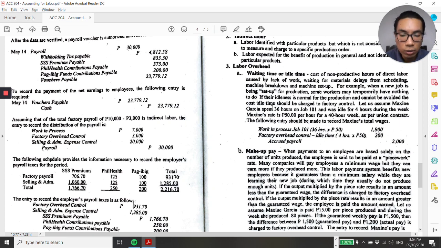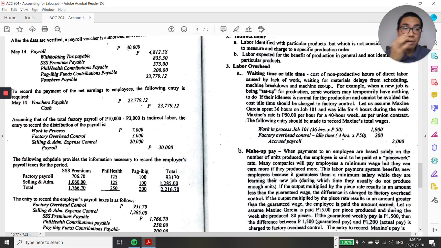So, simply multiplying the provided na direct labor hours and indirect labor hours to the hourly rate of this particular employee. So first, for the direct labor, we have 36 hours times the hourly rate of 50, which will give us 1,800. And yung idle time natin would give us 200. And ito yung computation niya, 4 hours times 50. Okay, and yun, syempre yung sa payroll natin will accrue an amount of 2,000.